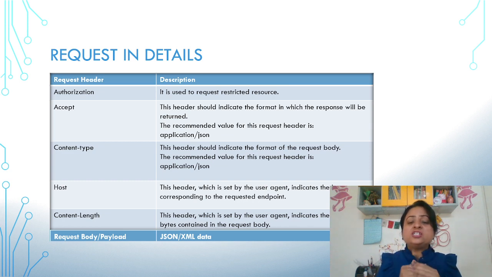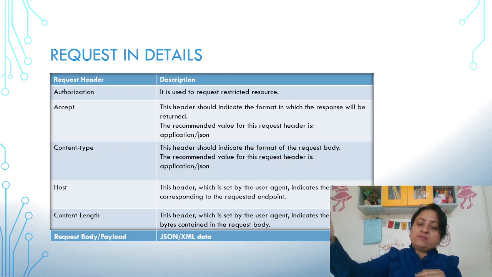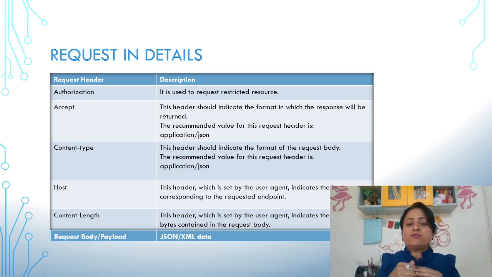Authorization and authentication are very important in REST APIs, which we will discuss in further videos. But for now, it is used to request a restricted resource. Then we have accept. Accept is the format in which the response will be written. If I hit the remote server and get the response in JSON format, then the value would be application/json. But if I am getting XML as a response, the value would be application/xml.